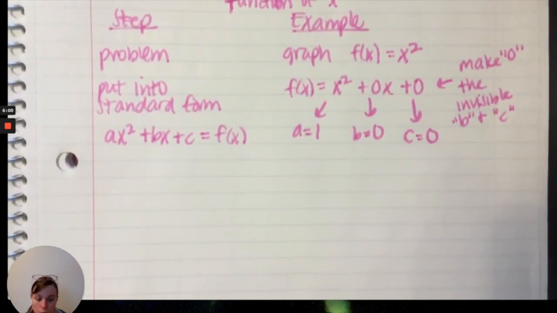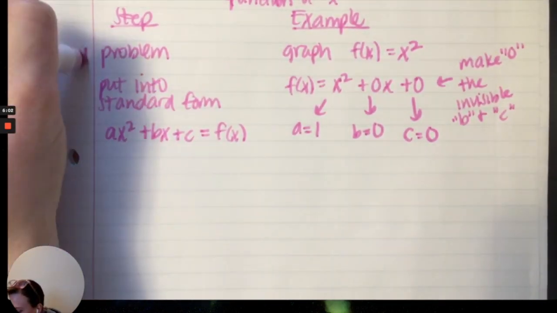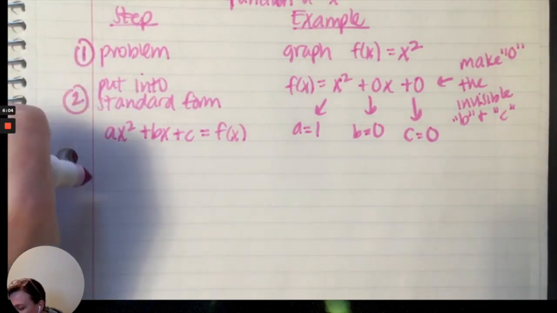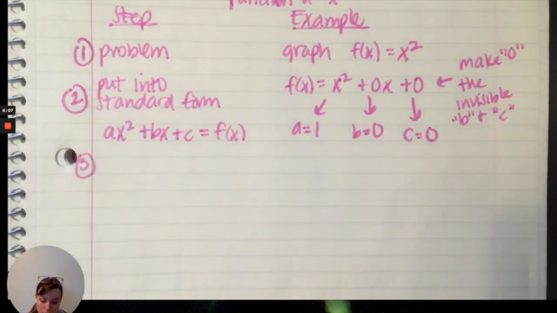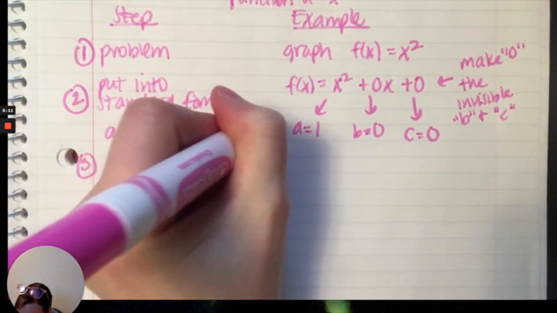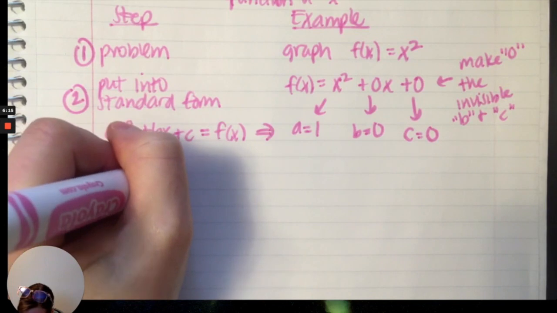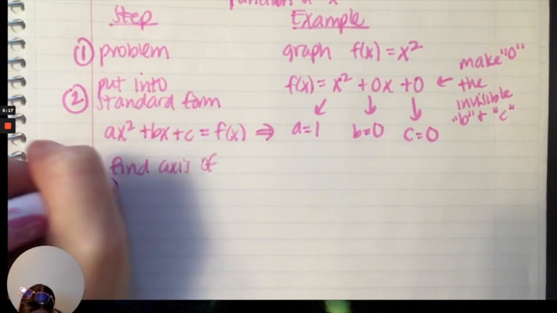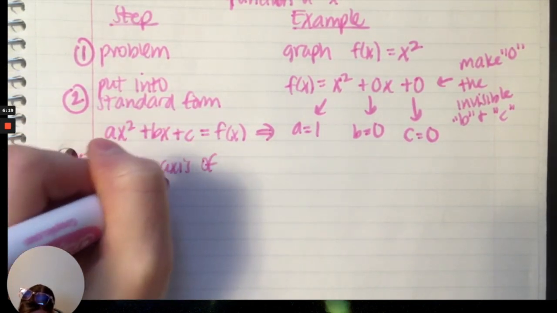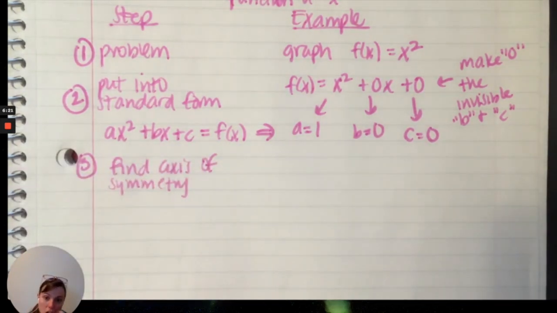So in order to graph, our next step, I guess, if you have a problem, put it in standard form so you can find the a, b, and c. That's our goal, is to find a, b, and c. Okay, and then we're going to find the axis of symmetry. So I drew earlier in the air a couple lessons ago that parabolas are symmetric.